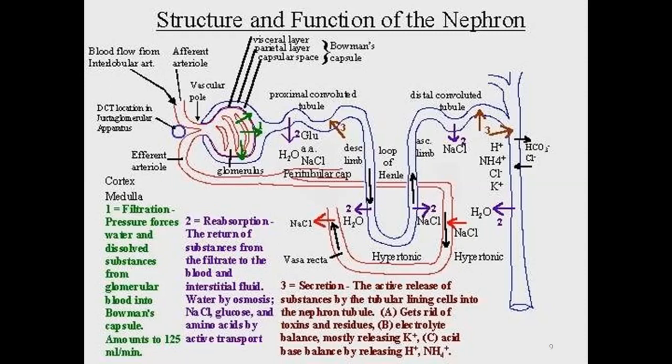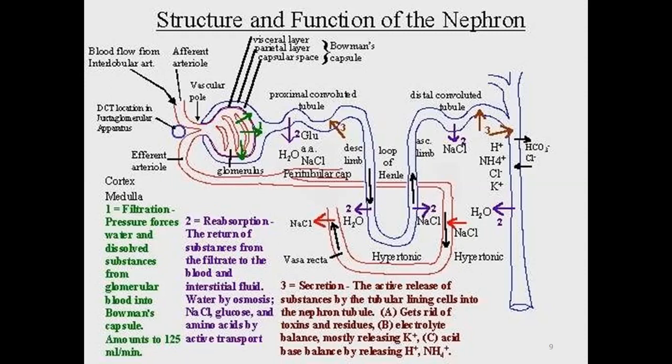This filtration is at the level of the glomeruli, where the pressure forces water and dissolved substances from the glomerular blood into the Bowman's capsule. Approximately 125 ml per minute of filtrate comes into the Bowman's capsule. But this great amount of filtrate needs to be reabsorbed for the important substances that are required by the body, because here the filtration is occurring for all the dissolved substances.